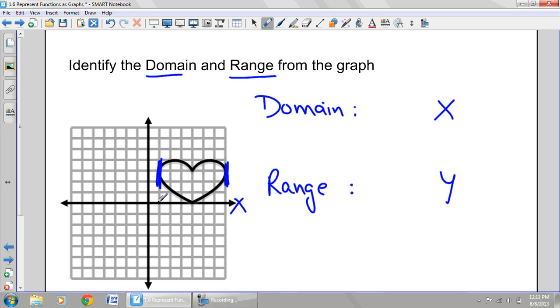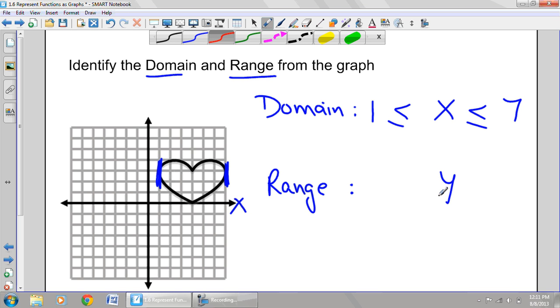The leftmost point is 1. The rightmost point is 1, 2, 3, 4, 5, 6, 7. So my x value is ranging anywhere from 1 to 7 to get the heart shape. Now look at the range.